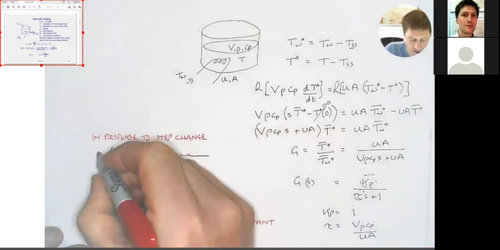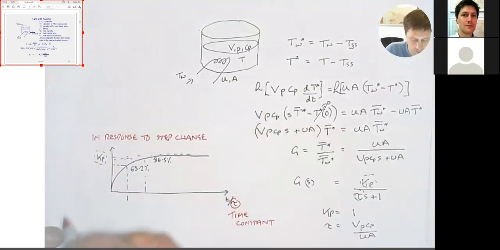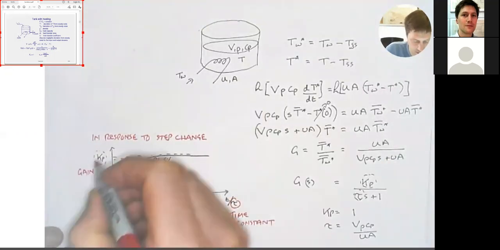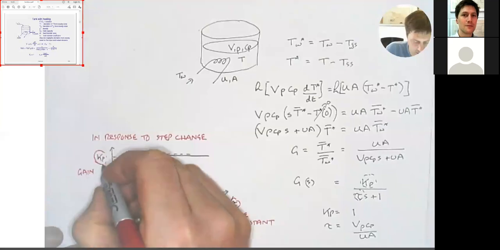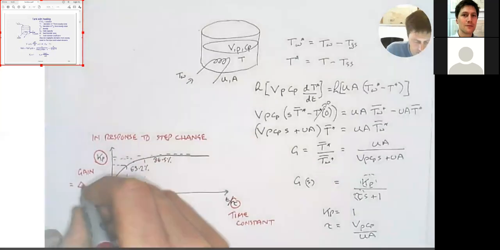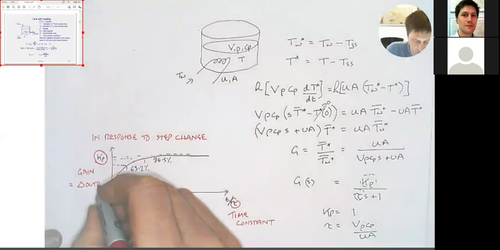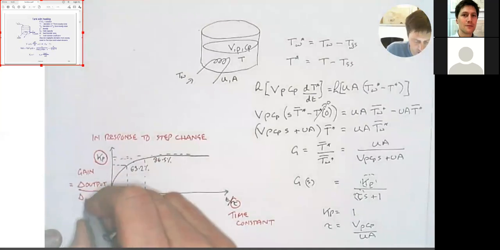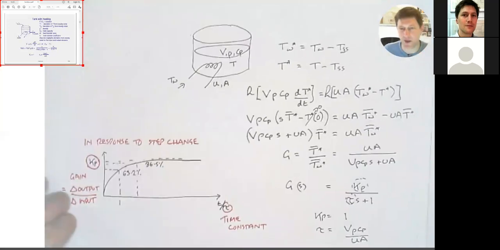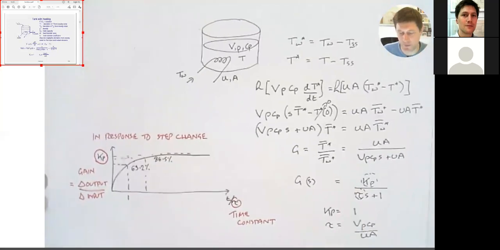Then this term Kp, that's called the gain of the system. The gain is equal to the change in output divided by a change in input. So in our case, the gain is equal to 1.